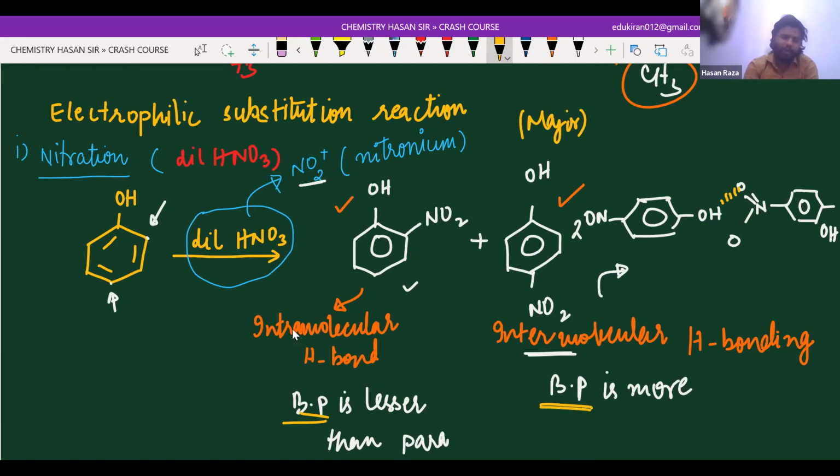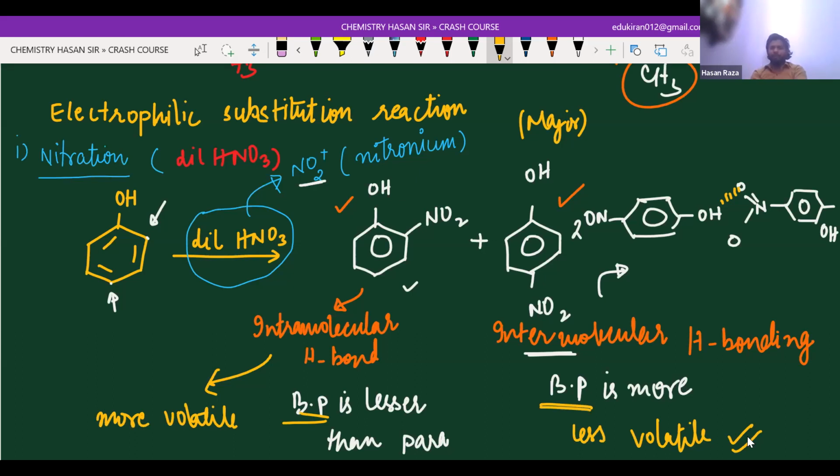And you can write it. This will be more volatile. It will be easily converted into vapor. So this will be more volatile, and this will be less volatile. So you already have studied this in the previous class.